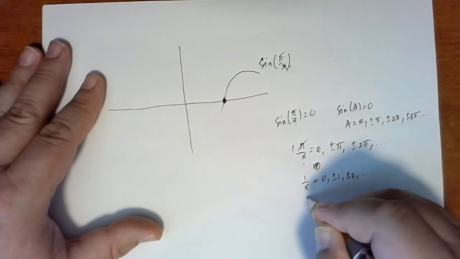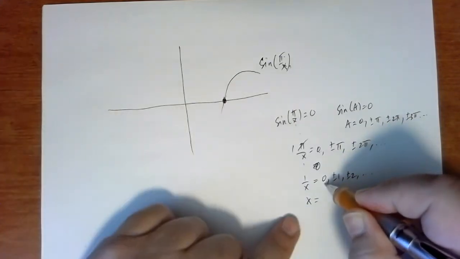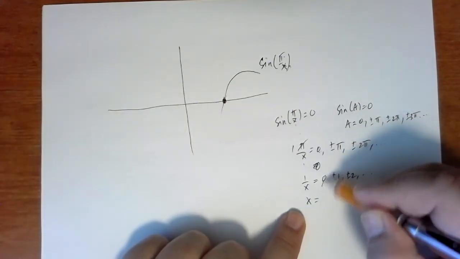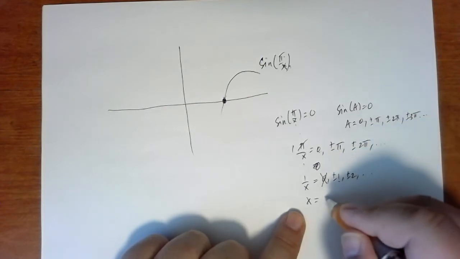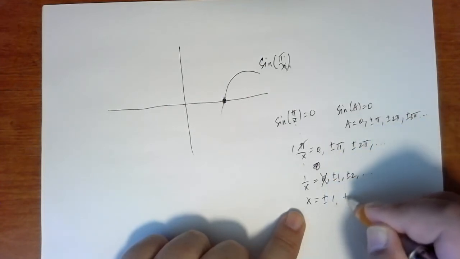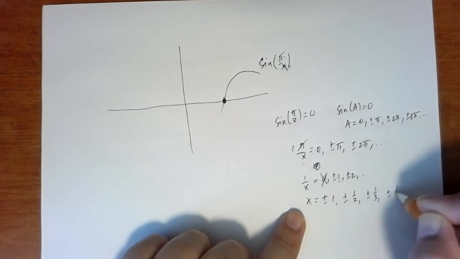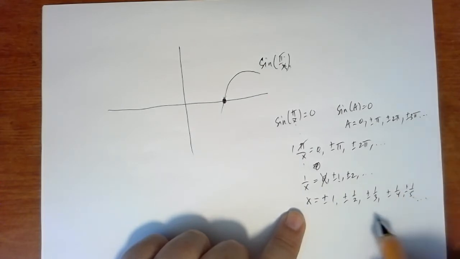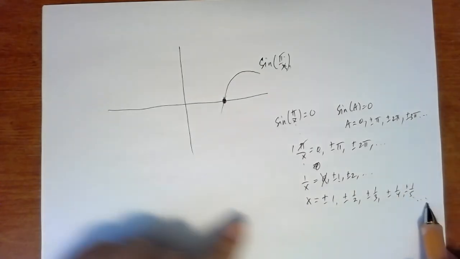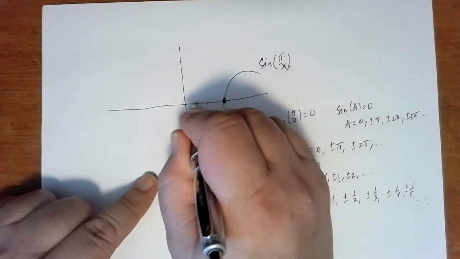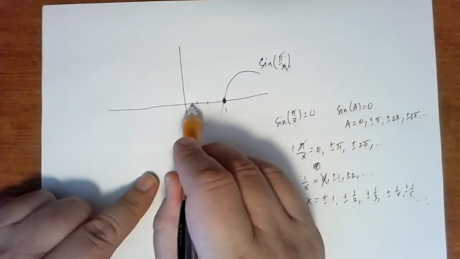So that means that x itself, 0, I can't take 1 over 0, so that one goes away. But the rest will stay: plus or minus 1, plus or minus 1 over 2, plus or minus 1 over 3, plus or minus 1 over 4, plus or minus 1 over 5. What's happening to the zeros of my function? Well, they're going from 1, 1/2, 1/3. Can you see that? 1/4.